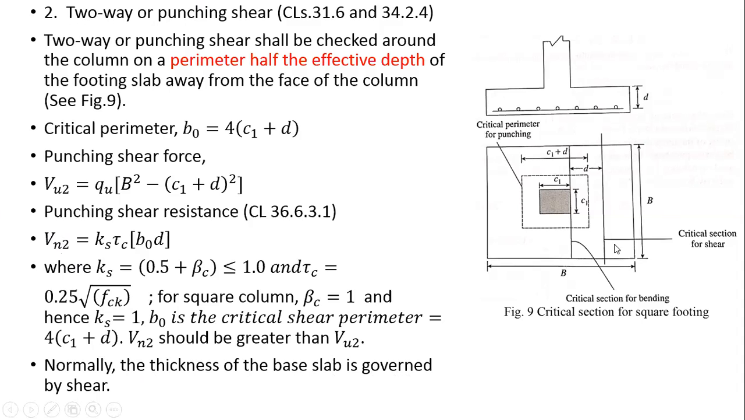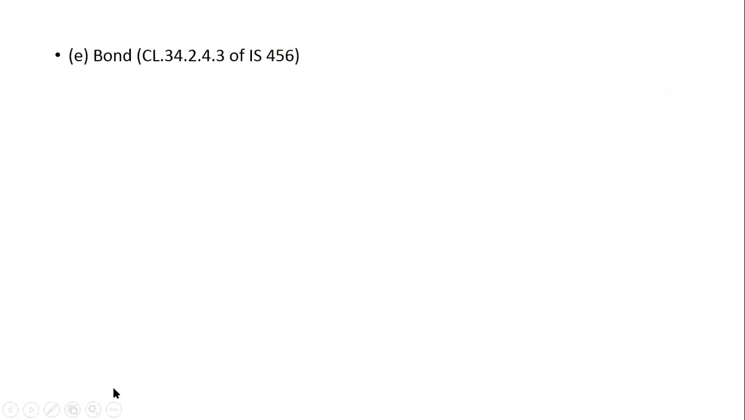Normally the thickness of the base slab is governed by shear. In case of a footing, generally we have calculated the depth of the beam or the slab based on the bending criteria. But in case of footing, the deciding criterion is the shear, not the bending. So normally the thickness of the base slab is governed by shear.